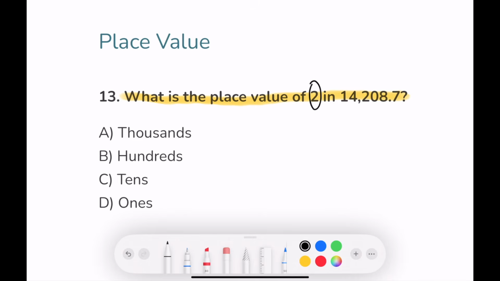The 2 is right here. So recall that the 7 is in the tenths place. The 8 is in the ones place. The 0 is in the tens place. And the amazing 2 is in the hundreds place.